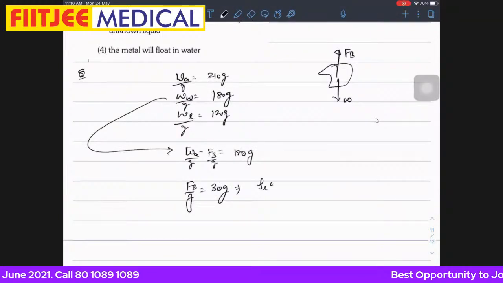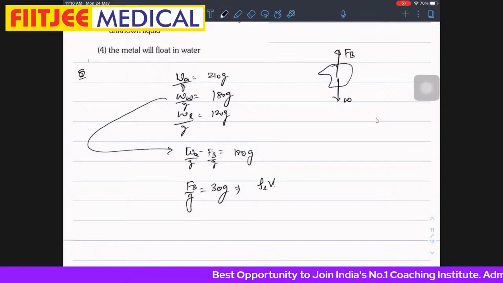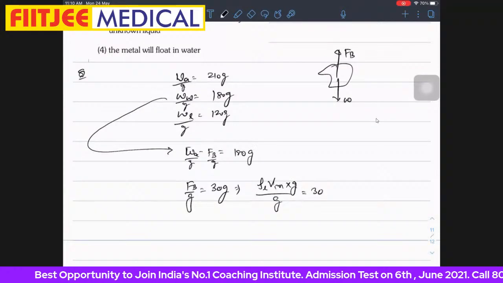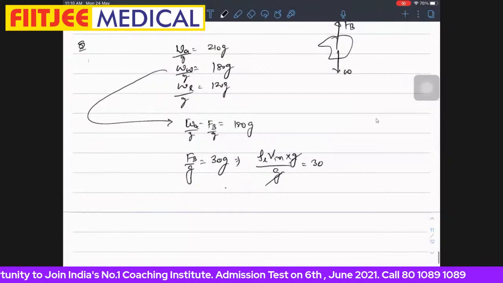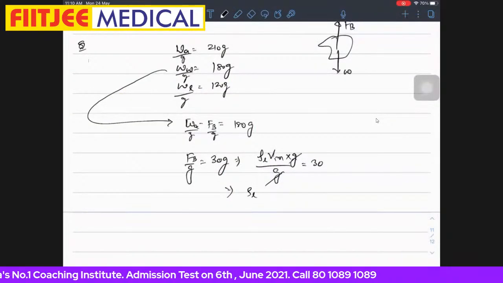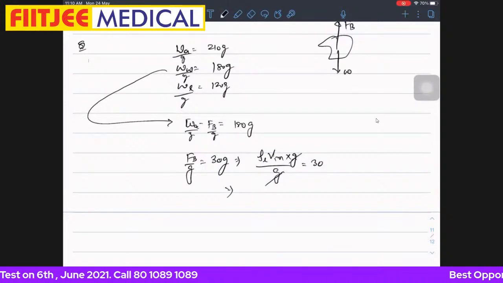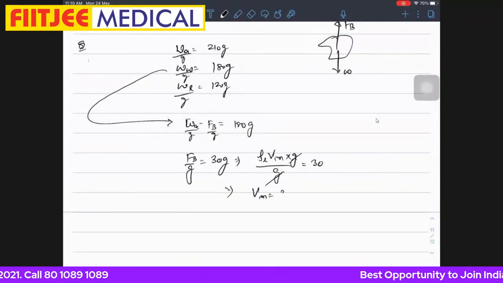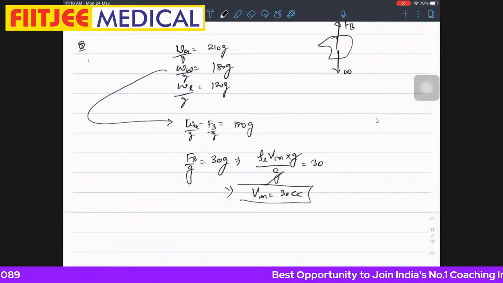So density of liquid into volume immersed into G divided by G is equal to 30. So, with the density of water as 1 gram per cc, how much volume immersed will you get? 30 cc.